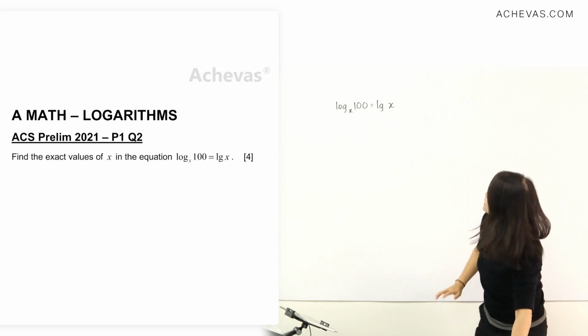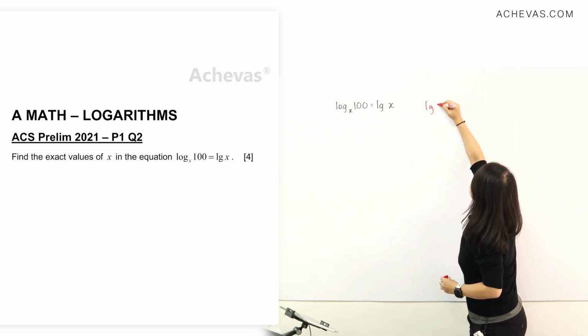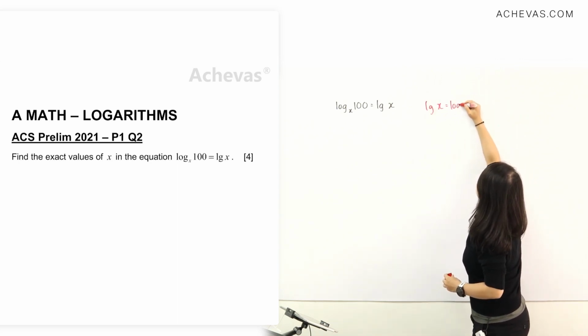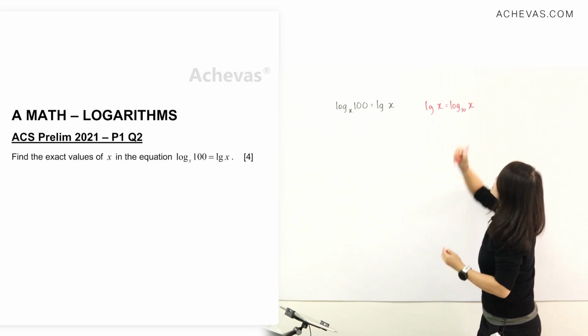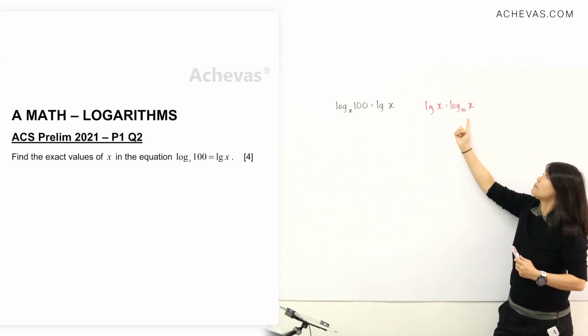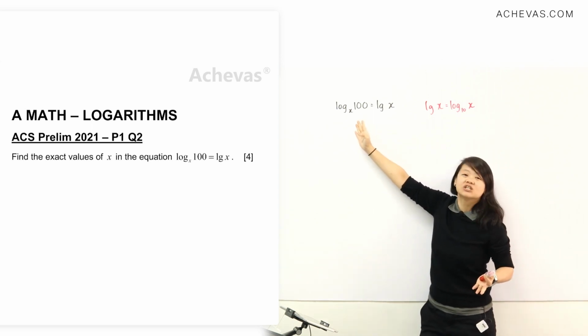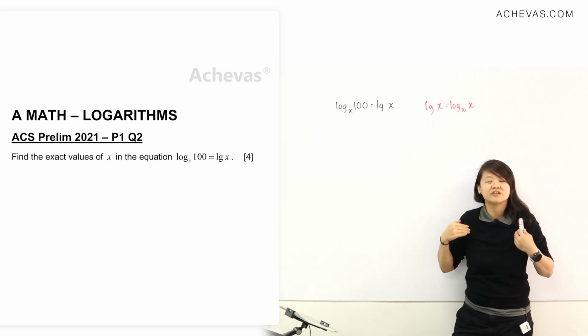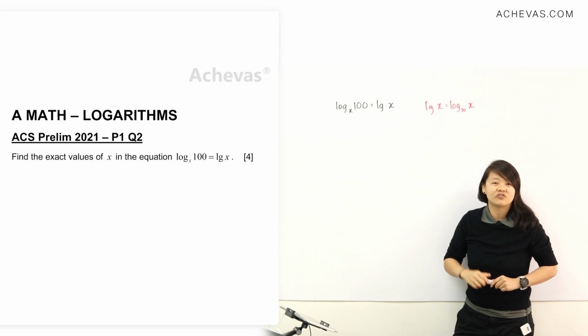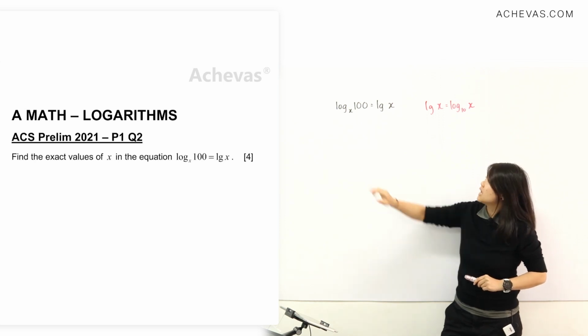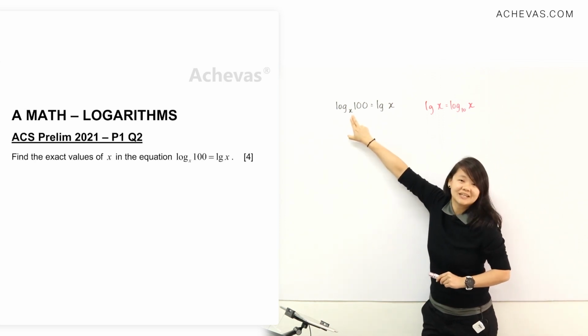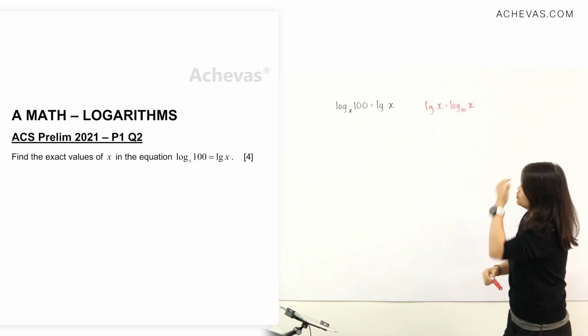Let me write for you here. This lg x is equivalent to log base 10 of x. This is the hidden base over here. Now, of course, we can change the base for this one or this one. My personal preference is to change to the base of a number. So for me, I'm going to change this base x to base 10. It will be easier for me to do.